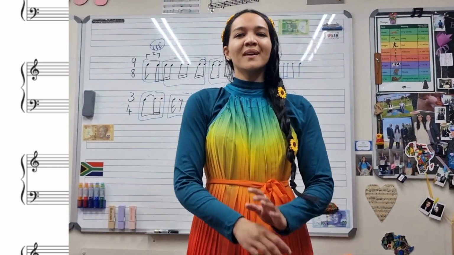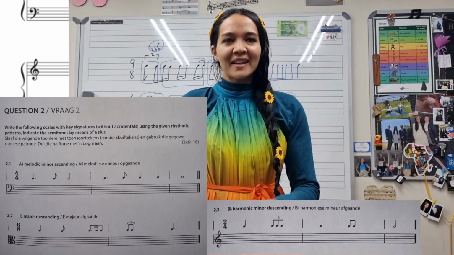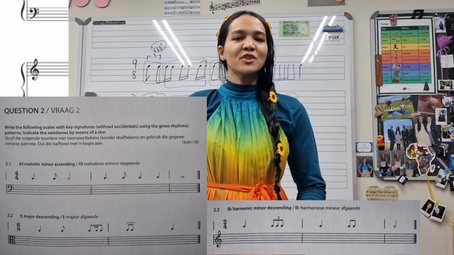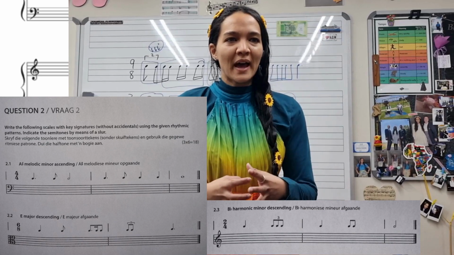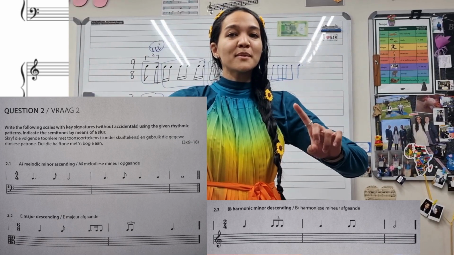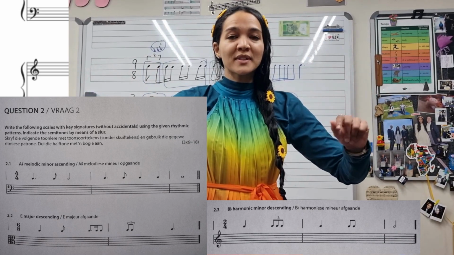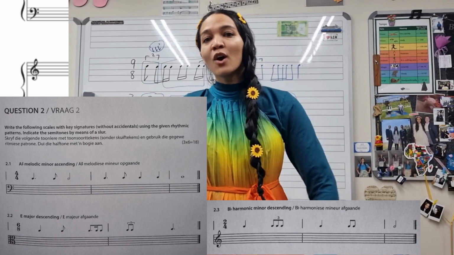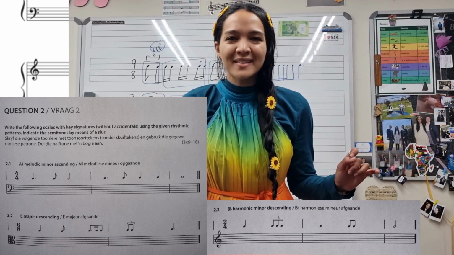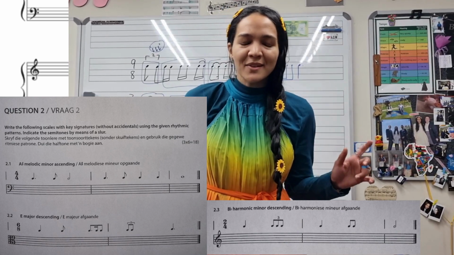In question 2, we have to write scales. Now we have 18% wrapped up in this question alone. So we have 3 scales, of which each will count 6 marks. Now here they tell us, write the following scales with key signature. Remember to be systematic and to read the question, because they can tell us to write with key signature or without key signature, right? And they do clarify to us here what with key signature means, just in case we lose our brains on the exam day.